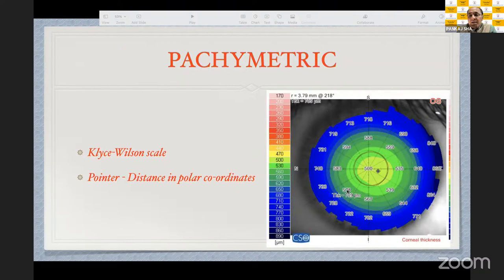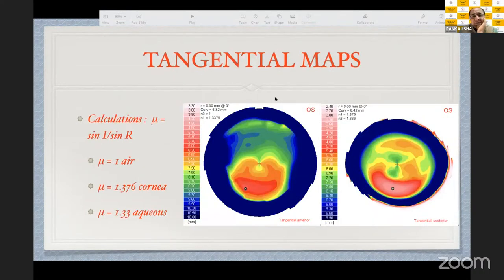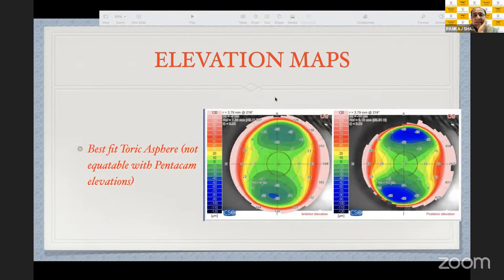And here, 3.79 millimeters from the center over here. So it gives distance from the center and which axis. Now, the same thing in Pentacam would have been a minus x axis and minus y axis. It just goes by degrees and distance from the corneal apex. So that is just a matter of notation. It also gives the Klyce-Wilson scale, that is again the same, red is the hot area and the blue is the cold area. Again, it gives the tangential maps, just like Pentacam, and the elevation map.